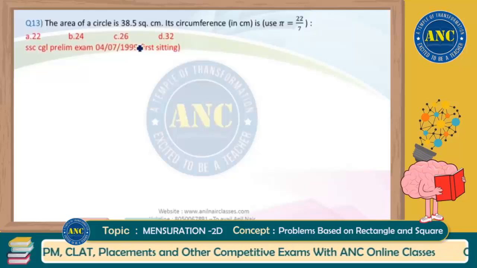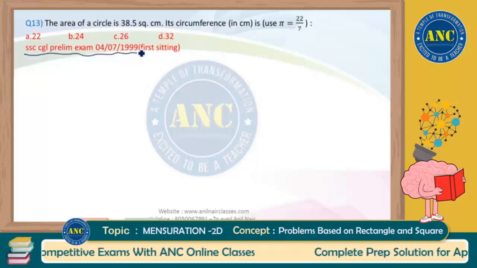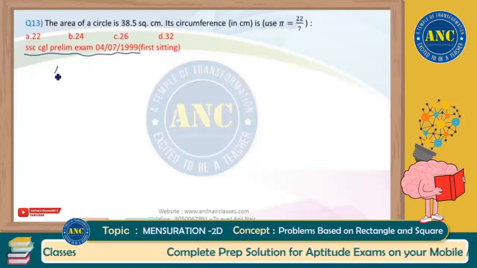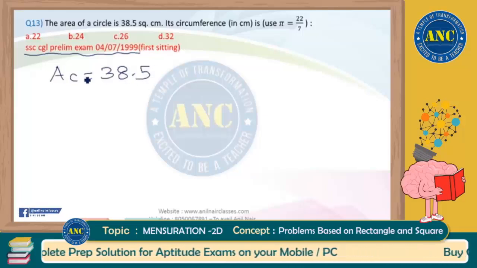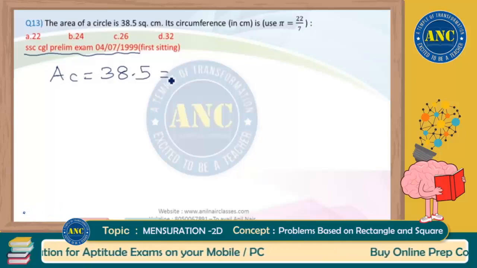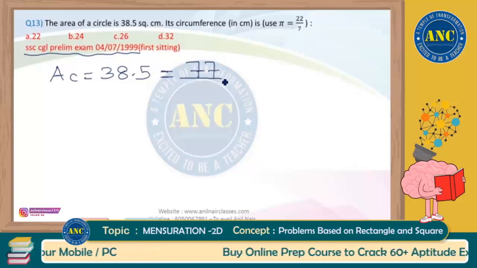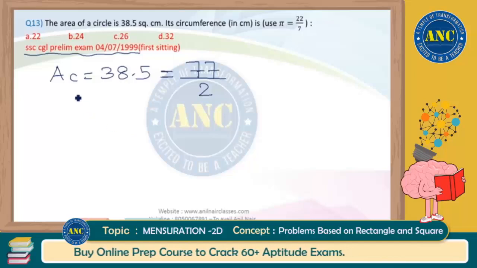Next question, SSC CGL prelims question 1999. Area of a circle is 38.5 square centimeters. I don't like the decimal 38.5, let us convert it to a fractional value. 77 by 2 is nothing but 38.5, sir.